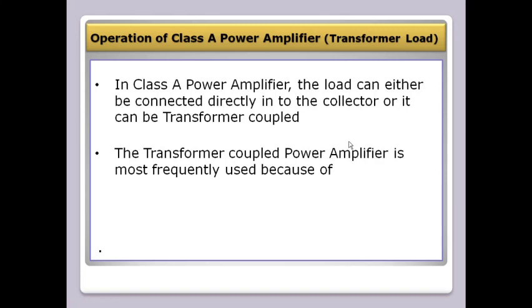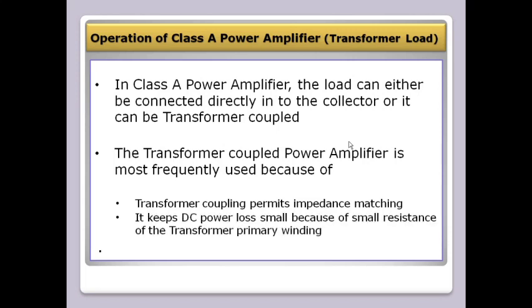Okay, so in the class A power amplifier, the load can either be connected directly to the collector or it can be transformer coupled. Direct connected means a resistive load. The transformer coupled amplifier is most frequently used because it gives good impedance matching and keeps the DC power loss small because of the small resistance of the transformer primary winding. So here the DC power loss is also reduced in the transformer coupling.